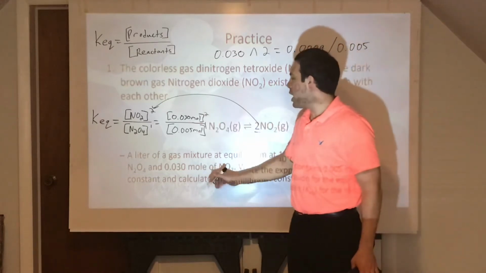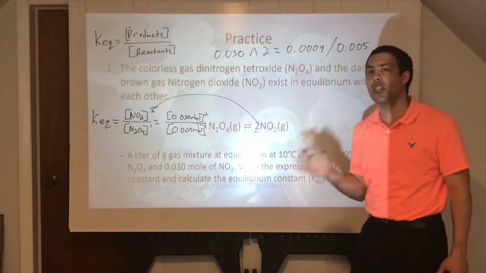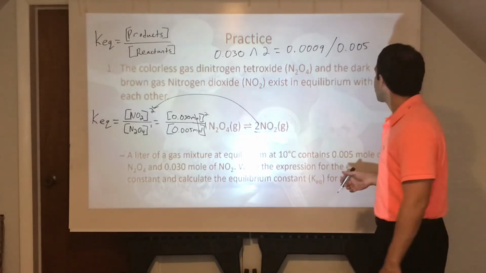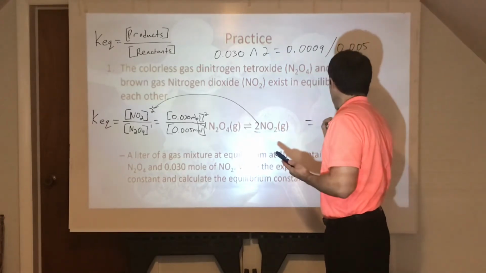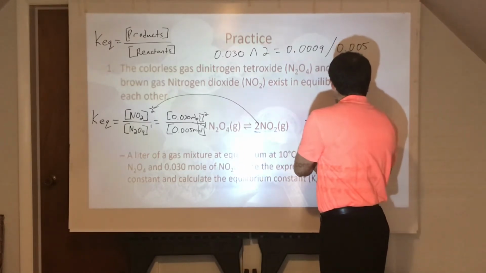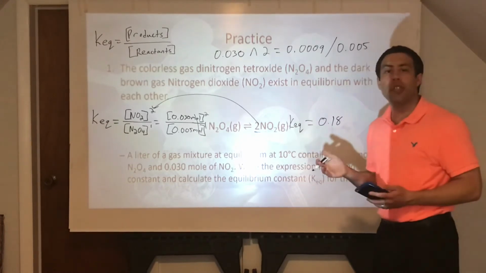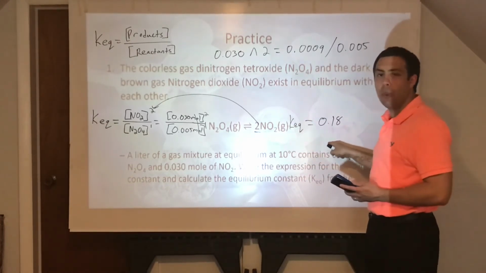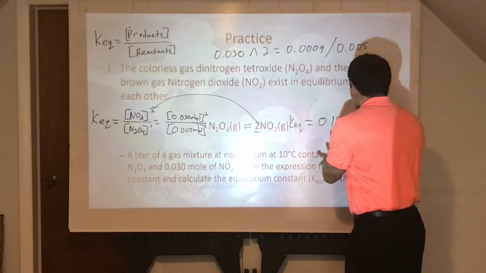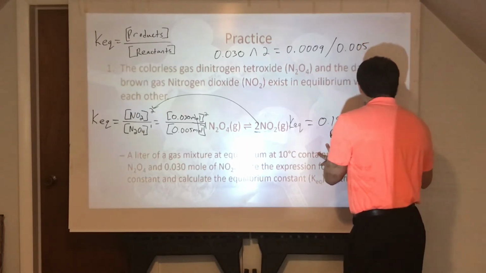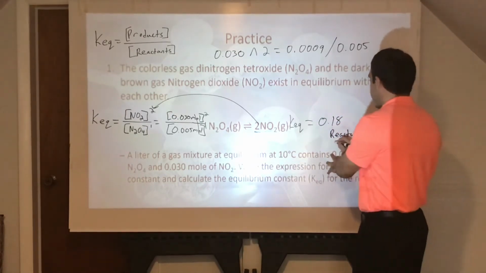When we do our calculations, the moles cancel out. KEQ is not going to have a unit. It's going to be a naked number. So when I divide these two numbers, I get 0.18 is my KEQ, which means this number, since it's less than 1, is going to favor the reactants. So the reactants are favored, or you could say the reverse reaction is favored.